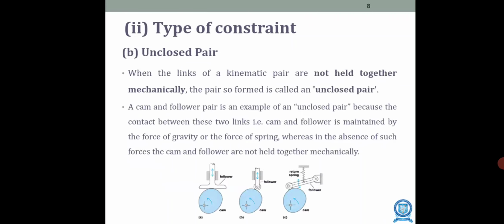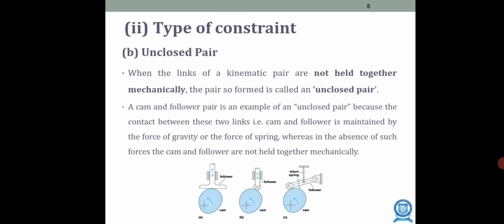Okay. Next one is your unclosed pair. So what is it? An unclosed pair is when the links of a kinematic pair are not held together mechanically. That is what I have given you in the block. They are not held together mechanically. The pairs we call unclosed pairs.